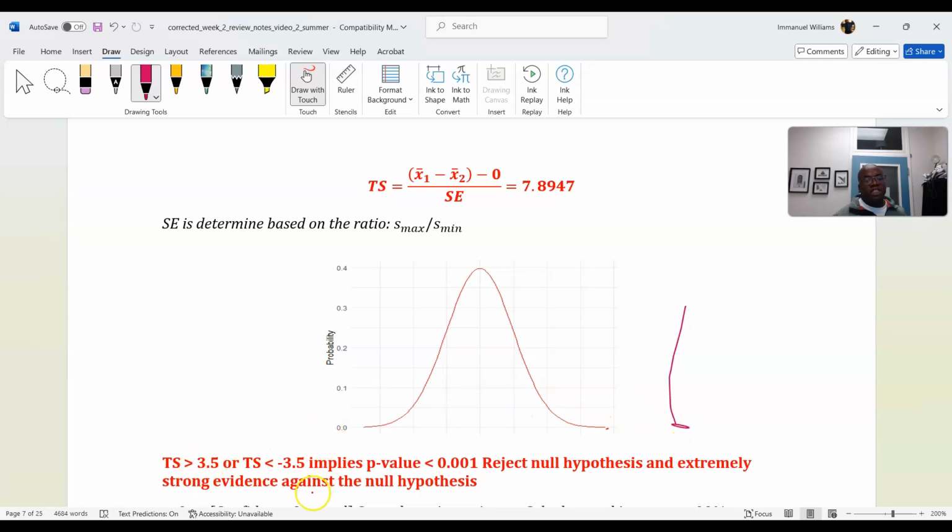Whenever our test statistic is above 3.5 or below negative 3.5 for a symmetric unimodal distribution, and I'll say this again, that implies that our p-value is extremely, extremely small, indicating that we should reject the null hypothesis and that we have extremely strong evidence against it.